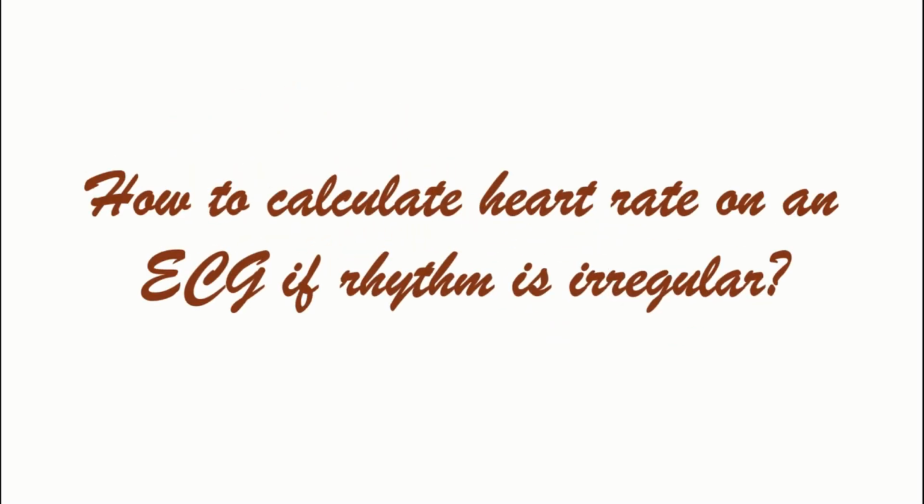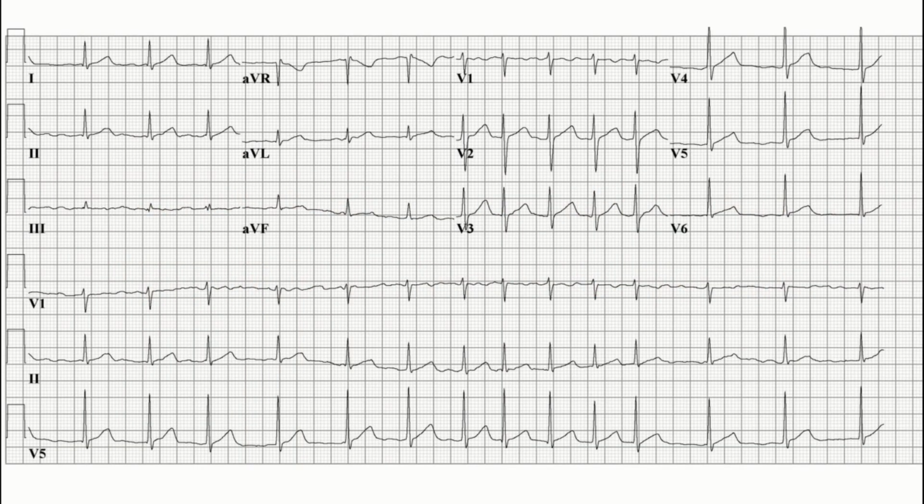Nitin and today I am going to show you how to calculate the heart rate on an electrocardiogram if the rhythm is irregular. For example, this ECG has atrial fibrillation and the RR interval is variable.